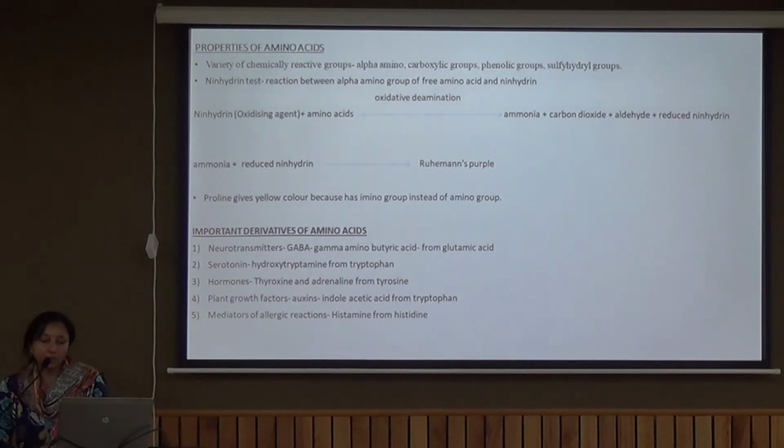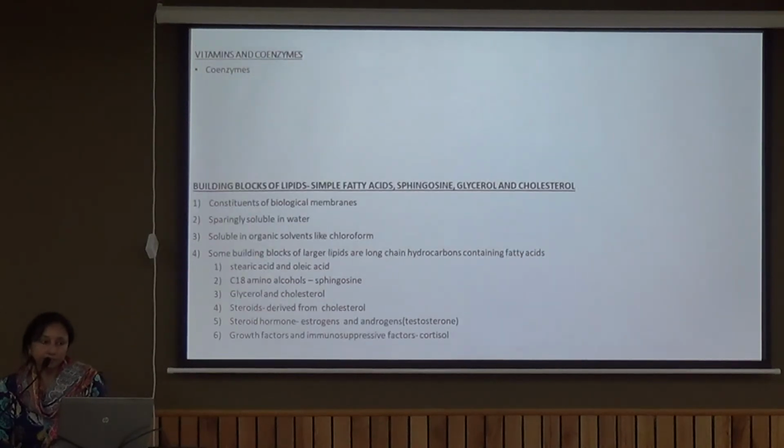The second is serotonin. It is formed by hydroxytryptamine from tryptophan. The hormones thyroxine and adrenaline are from tyrosine. Plant growth factors like auxins, indole acetic acid, are from tryptophan. Mediators of allergic reactions, histamine, are from histidine. The vitamins and coenzymes: the vitamins are an important part of coenzymes. Without the vitamins, the coenzymes will not be able to function in a proper manner.